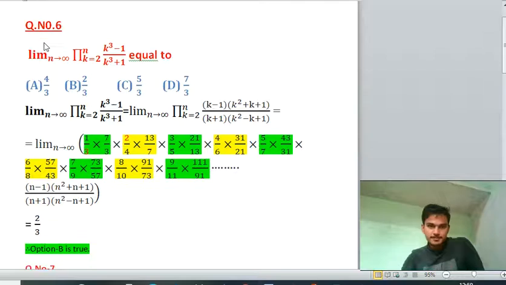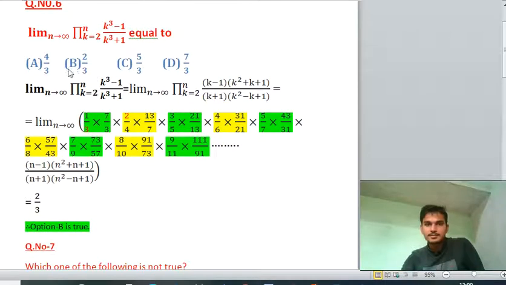This is question number 6, and here it is given: the limit as n tends to infinity of the product, pi k equal to 2 to n, of this expression is equal to what? So this pi is the product notation. It indicates that all the terms of this sequence are multiplied, and so we'll find the answer.